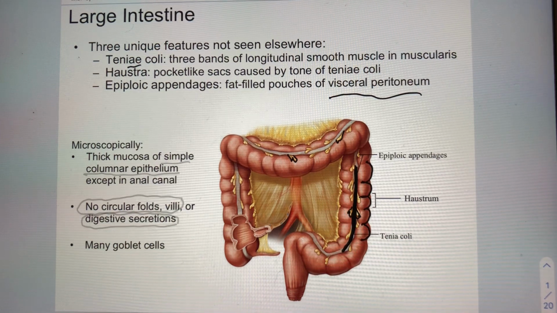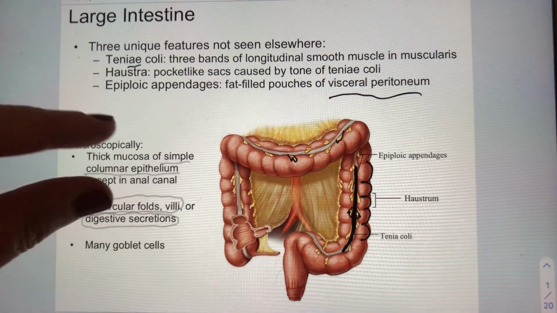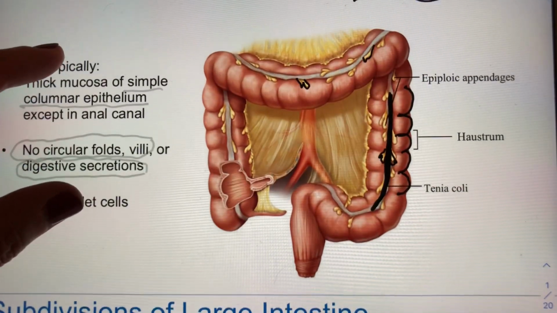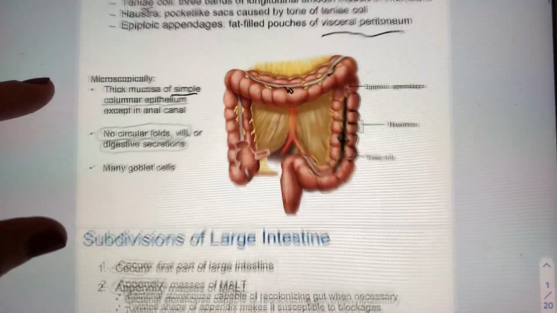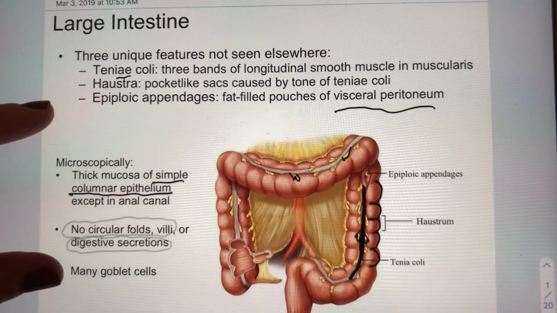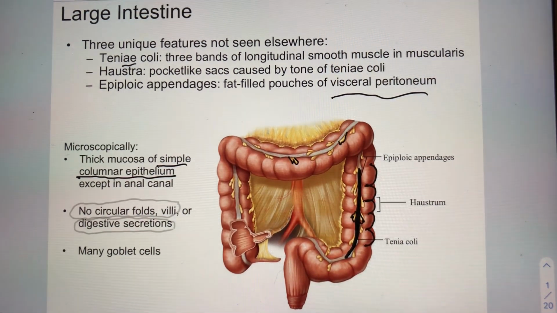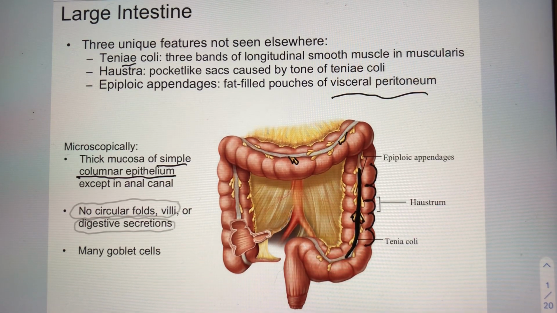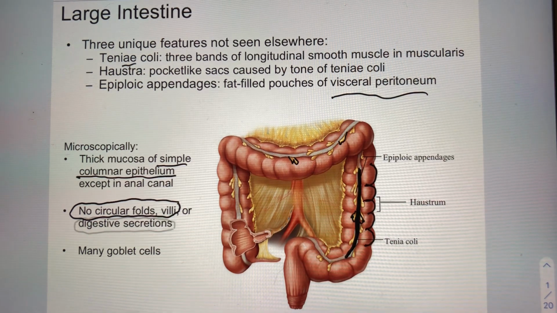If we zoom in quite a bit on the large intestine, then we'll see that the mucosa continues to be simple columnar epithelium until we leave rectum and enter the anal canal, and then we'll transition back into non-keratinized stratified squamous epithelium. Recall that the small intestine features circular folds, villi, and microvilli. Those surface area increasing features are not present in the large intestine, although very few things do get absorbed across the wall of the large intestine.